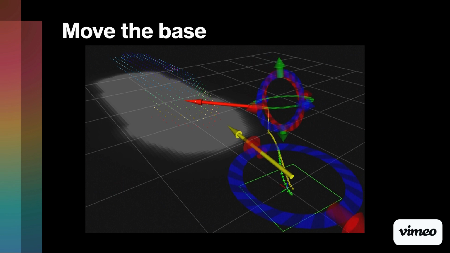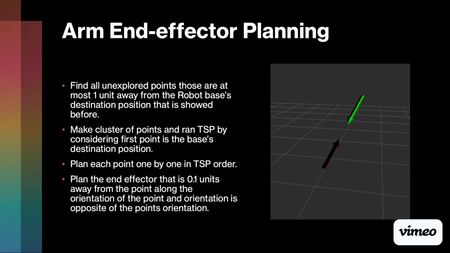Once the base is correctly positioned, it sets the stage for the next phase, which involves the precise operation of the robotic arm to sand the specific points. Moving the base accurately is crucial as it ensures the arm can reach all the required points without any issues. Once the robot base is in the correct position, the next phase involves planning the movement of the robotic arm and end effector. Let's look at how we plan this.